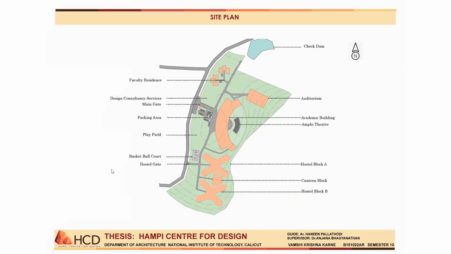The wind direction is from the southwest to the northeast. So buildings placed in this way, facing towards the west, can have good ventilation through the buildings. In this, there are mainly two entry points. This is the main entry point, that is to the main academic building, and here one more entry point, that is to the hostel blocks. This is the auditorium, and here the faculty residences.